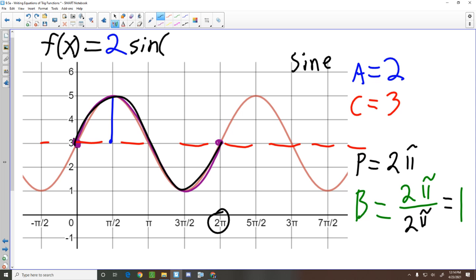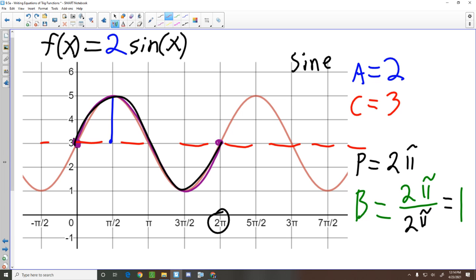Inside the parentheses goes b and x. Now b is the frequency, 2 pi over 2 pi is just 1, so I don't need to write the 1, but you do need to write the x. You need to have that variable. Sometimes students will just write 2 pi over 2 pi, just that fraction, but you need to have your variable in there to make it an actual function of x.